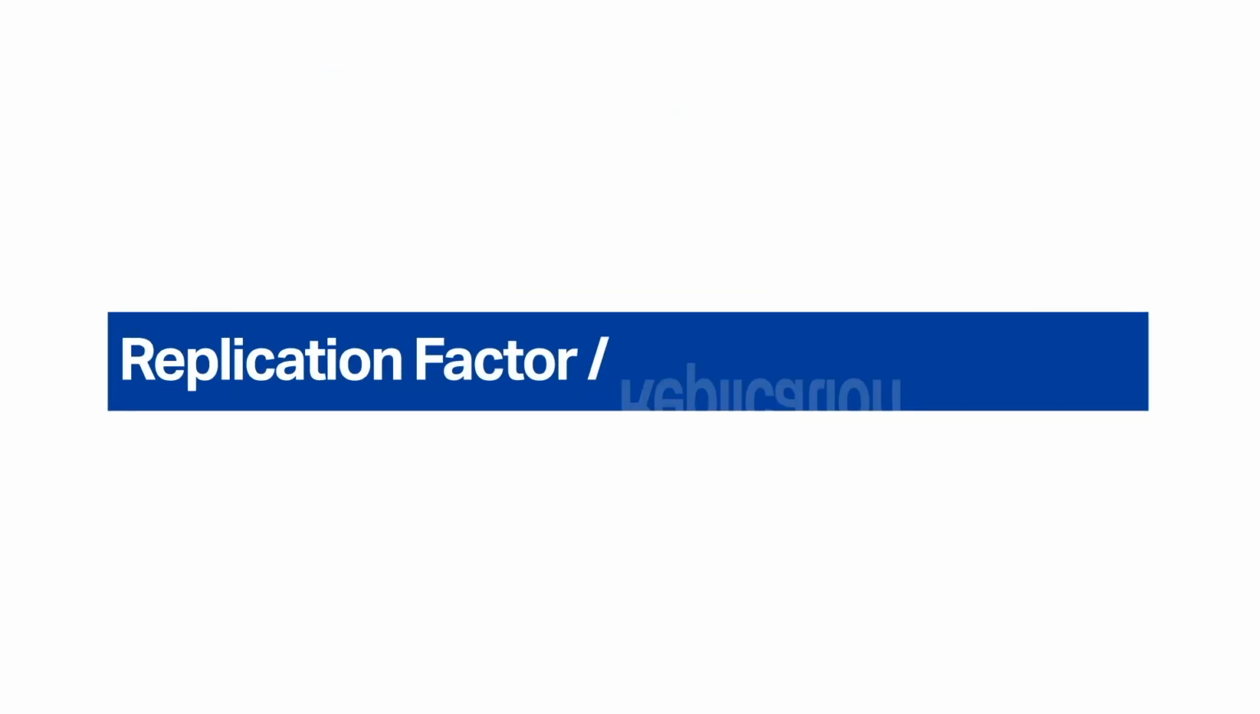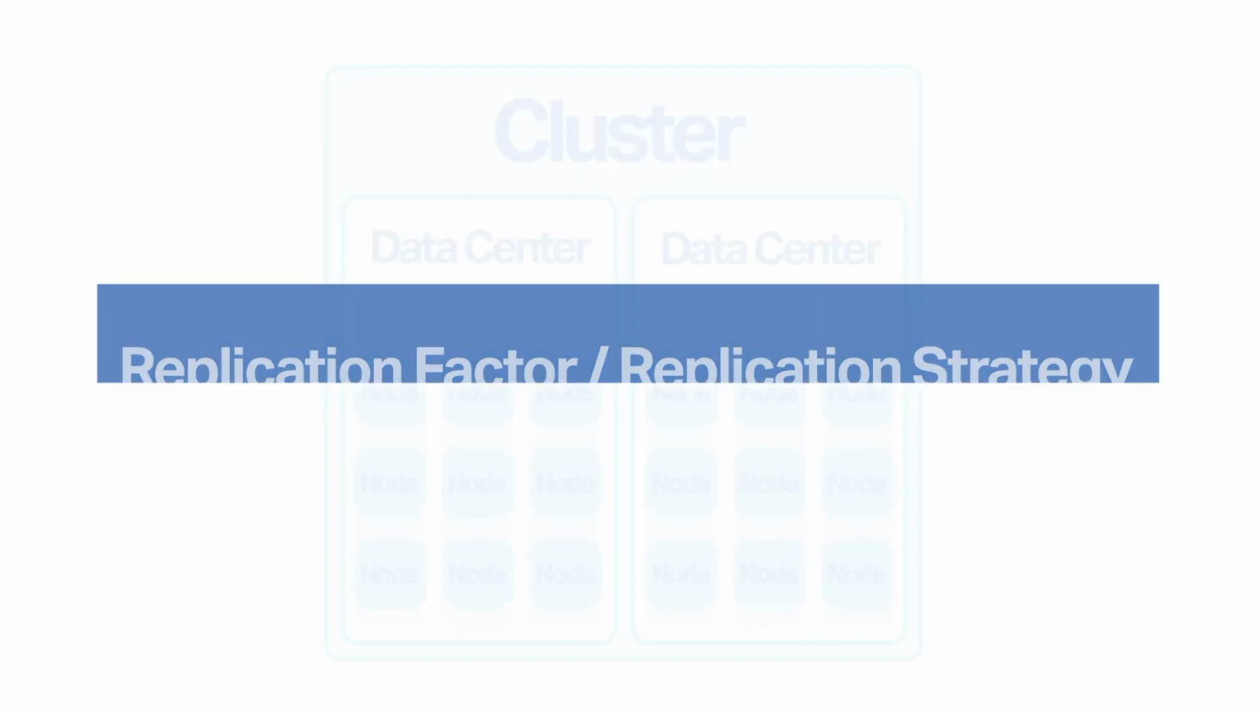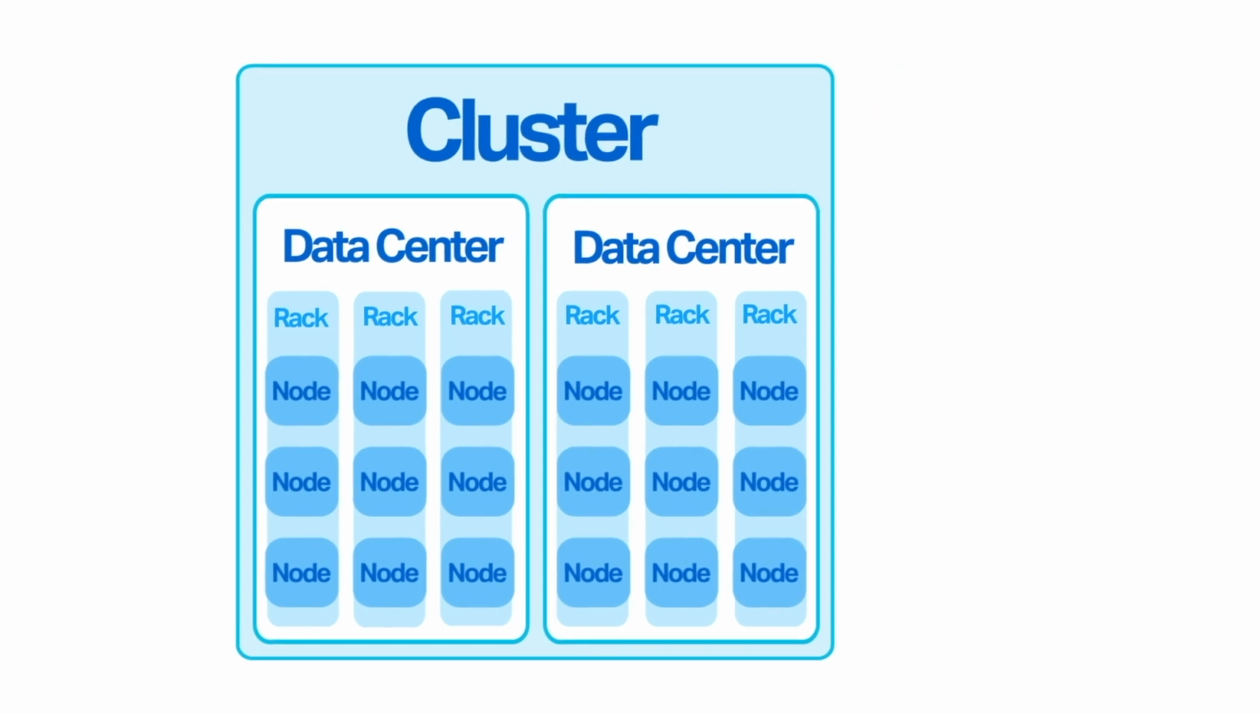Then the last couple of bits of terminology that I wanted to talk about were, first of all, replication factor and replication strategy. The replication strategy and factor are set as part of the schema when you create a table. Well, in fact, a keyspace, but it applies to tables in Cassandra. They determine how many replicas of data Cassandra will store when you write data into a Cassandra cluster.